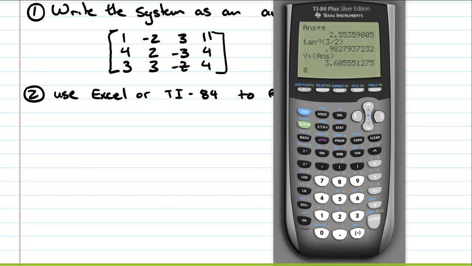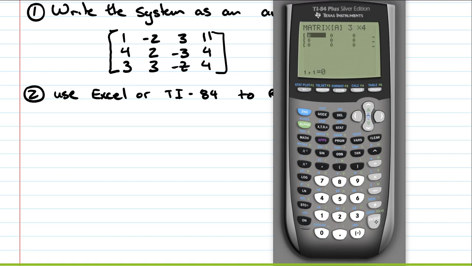The first thing we need to do is enter our matrix into our calculator. To do so, we press our second key, and then the X inverse's secondary function is matrix, and it should pull up a menu that looks like this. We then need to go over to Edit, and I'm going to choose to edit matrix A. The next thing we need to do is put in our size, which is rows by columns. So we have 3 rows and 4 columns, so we go 3 by 4.